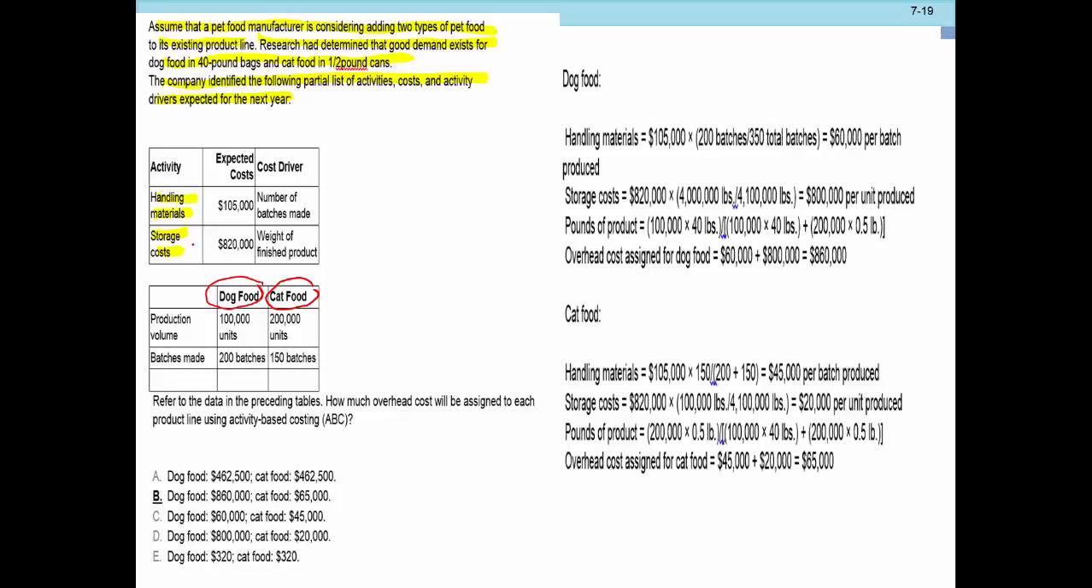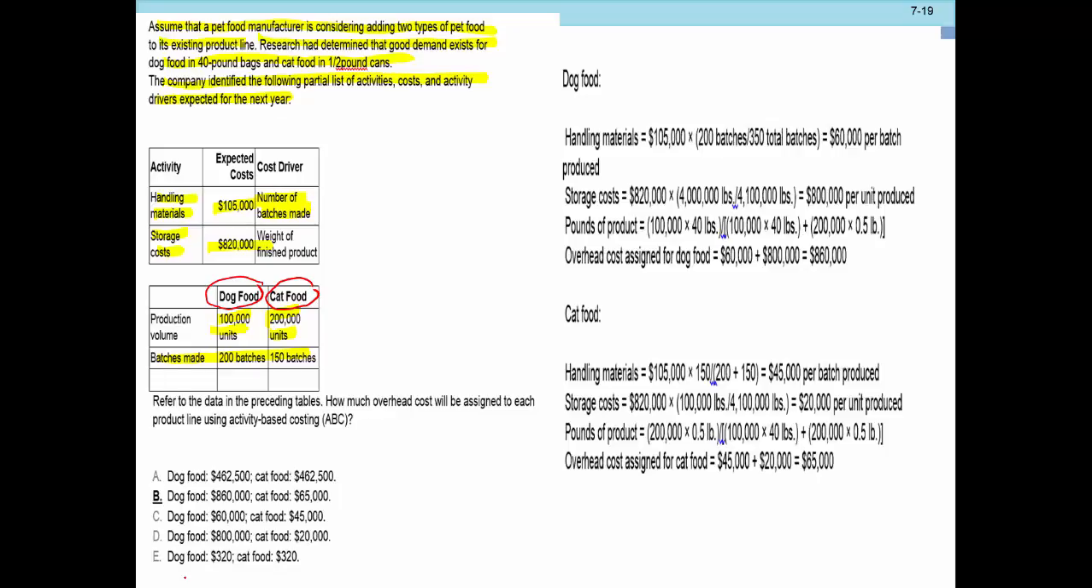We have the cost expected associated with that. We have the number of units for our dog and cat food, and the number of units is going to be our handling driver. And then we have the batches made, and we're going to use that. Or is it the other way around? Other way around. I got them the other way around. It's the number of batches for handling.